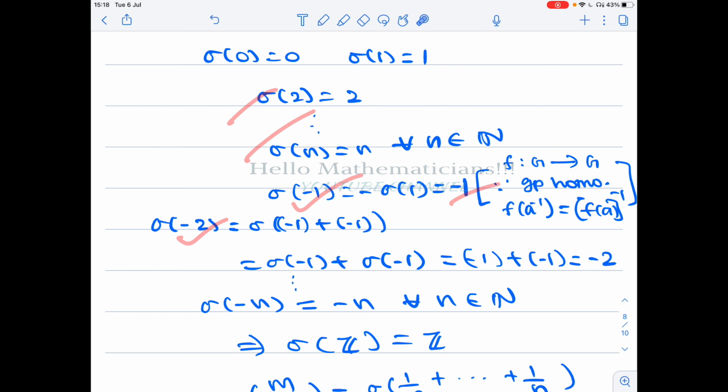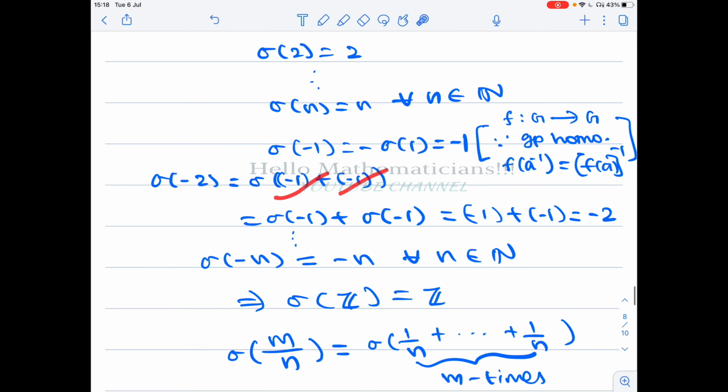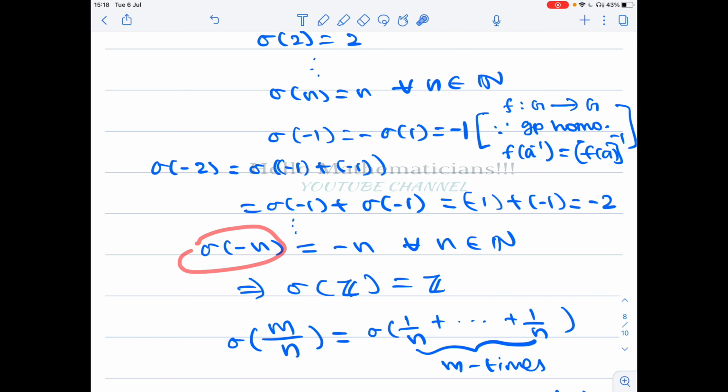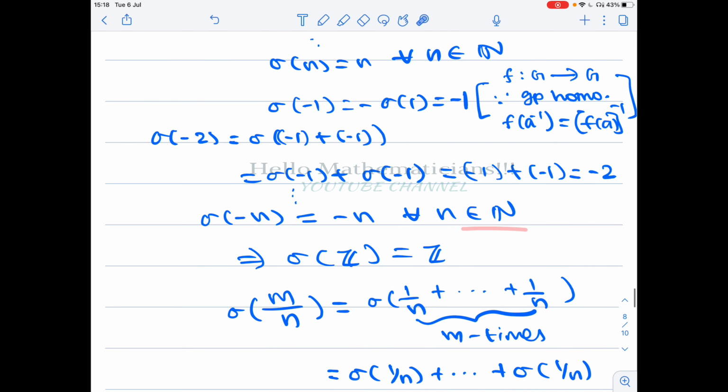Sigma of minus 2 equals sigma of minus 1 plus minus 1, then sigma of minus 1 plus sigma of minus 1. But sigma of minus 1 is minus 1. So minus 1 plus minus 1 is minus 2. So we conclude that sigma of minus n equals minus n, similarly for all n belonging to N. Therefore, sigma of x equals x for all x belonging to the integers. That's what we conclude here.